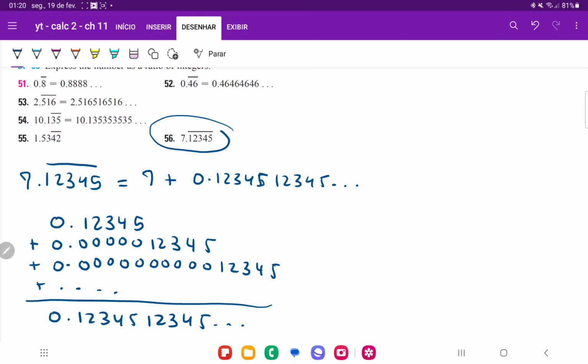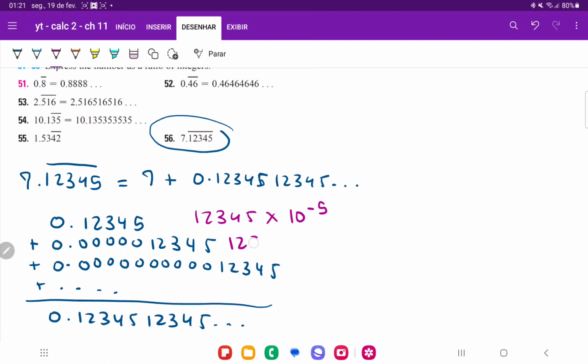Okay, so once we're here, what we can notice now is that each of these terms can be expressed as a power. And the reason that we want to express it as a power is because if we can express it as a sum of powers, well, that's just a geometric series, and we have a way to calculate that. So this one's going to be 12345 times, we have 5 decimal places, so that's going to be times 10 to the minus 5.